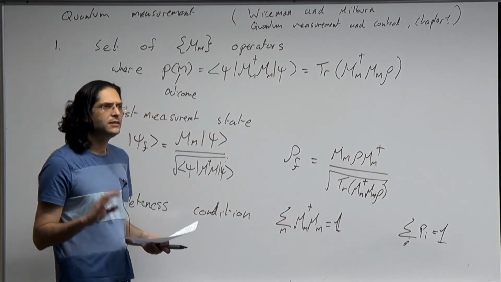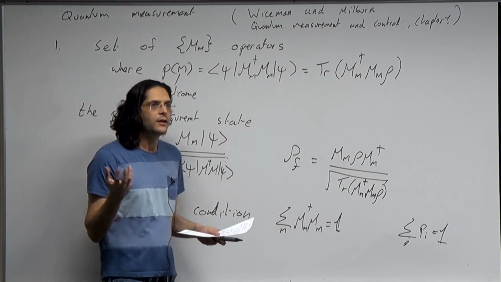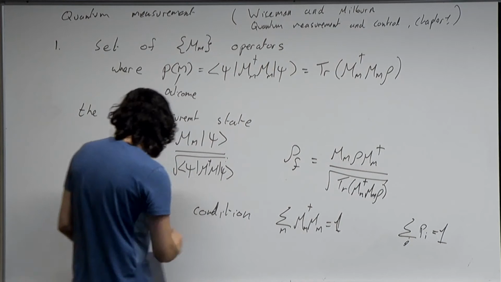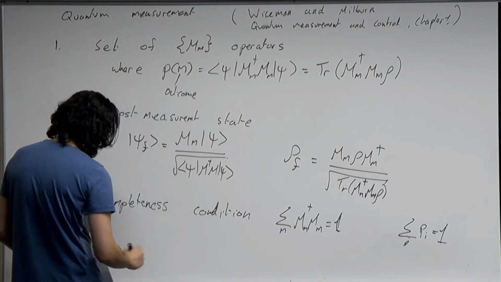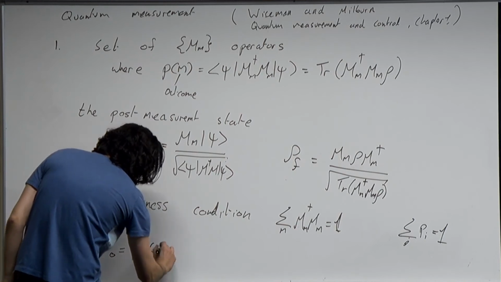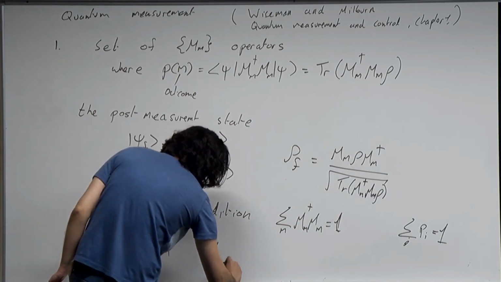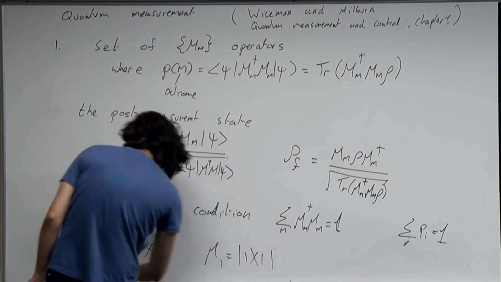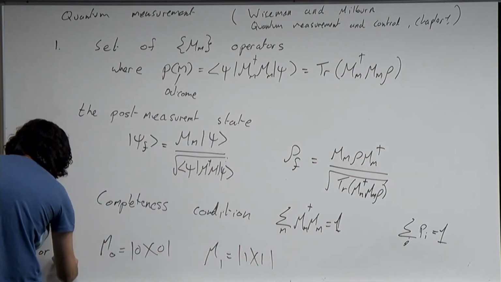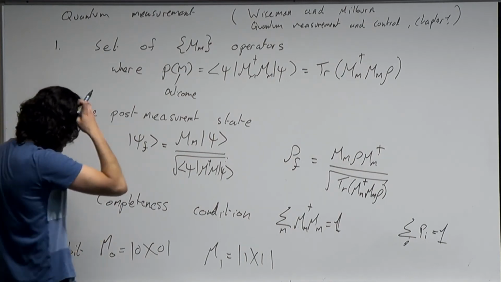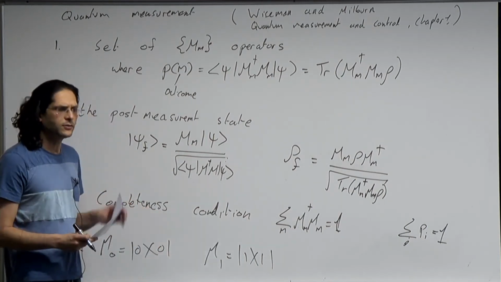Now, what is typically more familiar to you is, for example, for a qubit, you would define M0 to be, let's say, |0><0|, and then M1 to be |1><1|. This would be for a qubit in the computational basis. You would define this thing, and these would be the projectors.